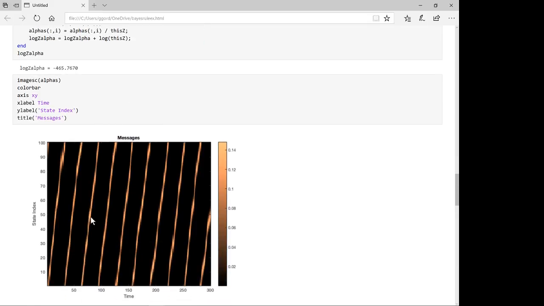Right, and so you can see what it looks like here. After we condition on the observations, we get a tighter distribution over what might have happened, right?